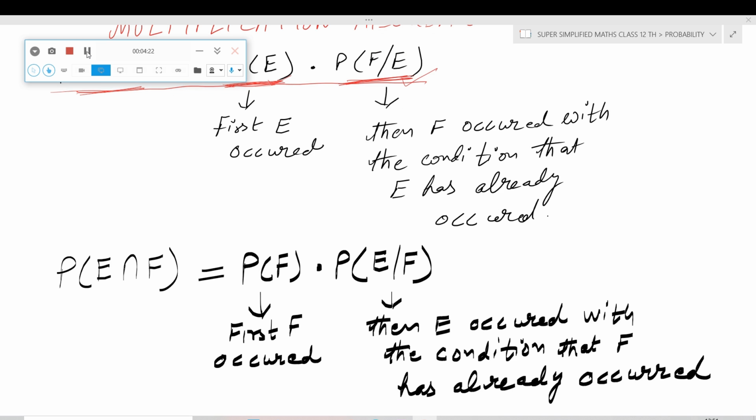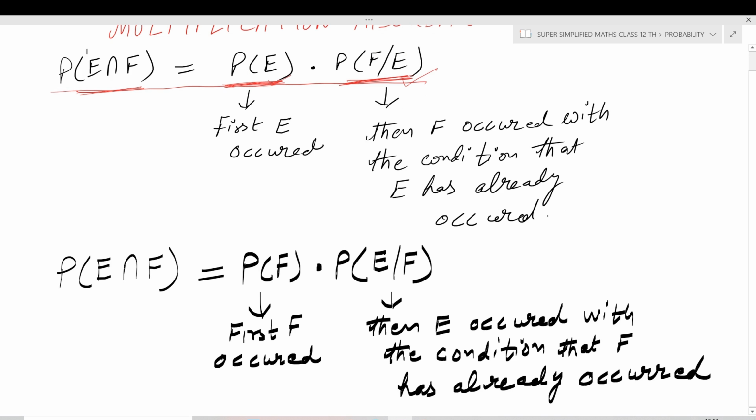Similarly, if I want to write the expression for P of E intersection F in terms of F, that is when F occurred first, since F occurred first, its probability will not be affected by anything. So we simply write probability of F. But now since F has already occurred, the probability of occurrence of E is affected by the occurrence of F, and therefore we don't simply write P(E), but we write P of E by F.